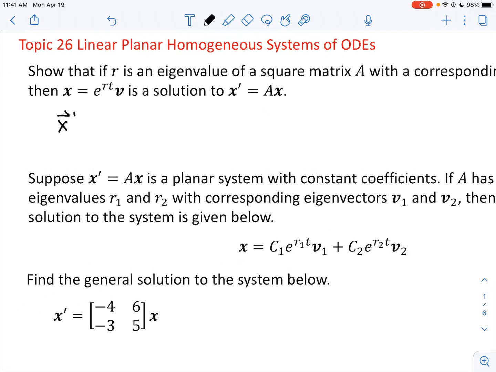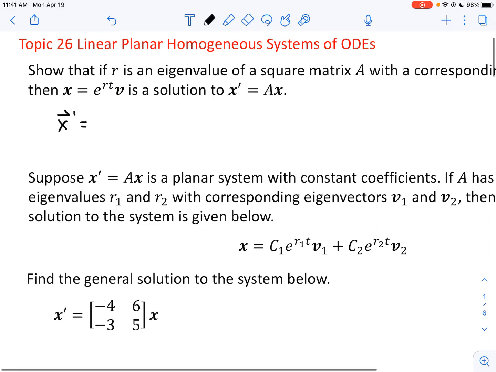X vector prime. Now keep in mind that this is a scalar and it's being multiplied by a vector v, and the vector v is going to be a vector of constants. It's an eigenvector, which is a vector of constants. And so the only t involved is the e to the rt component. So this e to the rt would multiply every component of this vector. Just for example, if this vector was 2, 1, and I multiplied it by e to the 5t, then the vector would now be 2e to the 5t over 1e to the 5t.